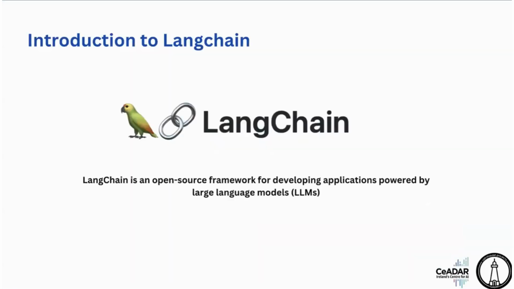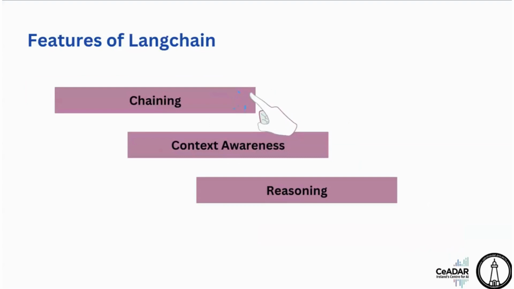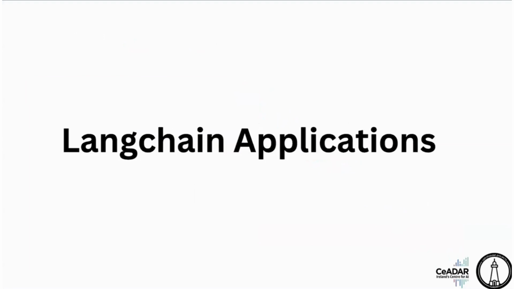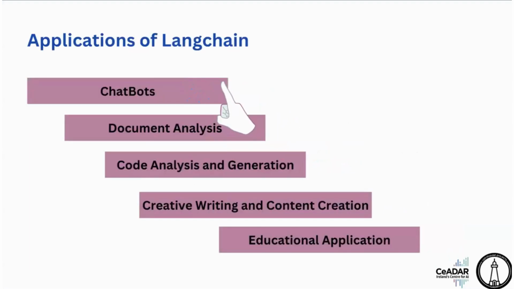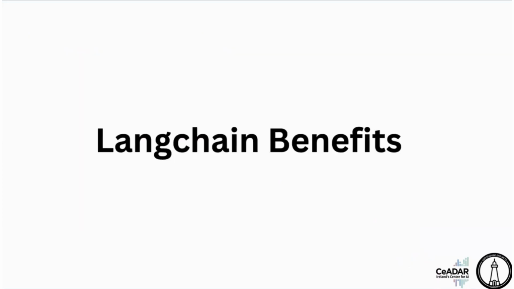Let's jump into LangChain. LangChain is a framework used for developing large language model applications. There are a couple of features of LangChain: one important thing is the chaining concept, and next are context awareness and reasoning. What are the basic applications of LangChain? With LangChain, we can build chatbots, do document analysis, do code analysis and generation, create or develop content, and we can also use it for education applications.